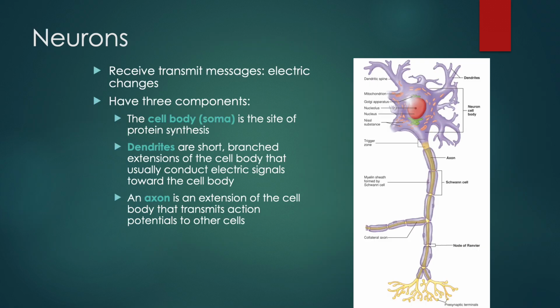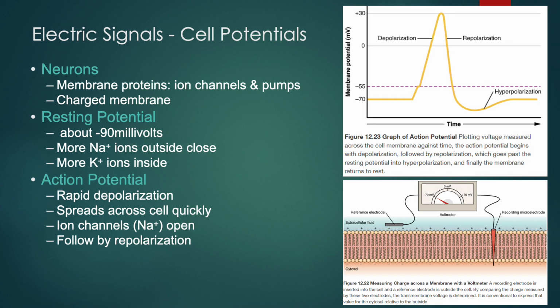And so here, again, a reminder of neuron structures. Neurons can receive and transmit electric messages across their surfaces. The dendrites provide the receptive surface. This is where the action potential starts, and then it spreads to the axon. Okay, these are electric signals.